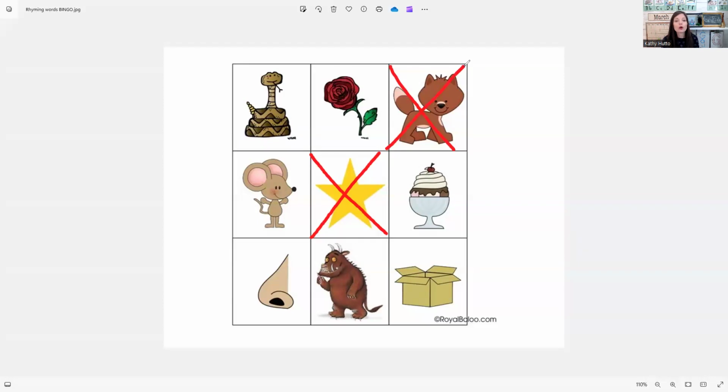Now, look for a word that rhymes with cake. What word rhymes with cake?